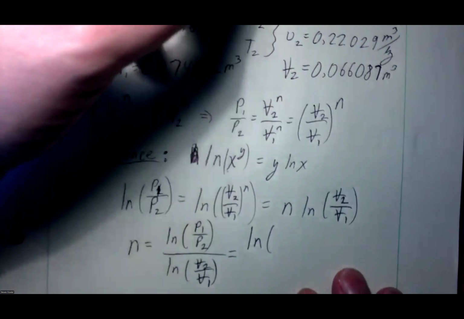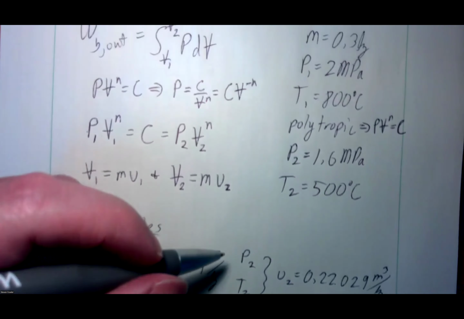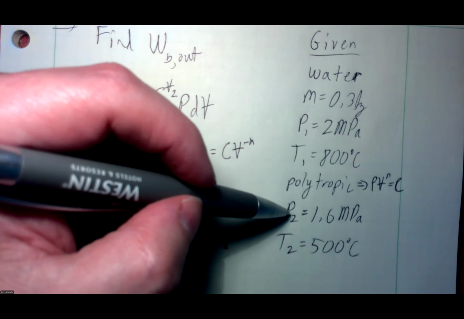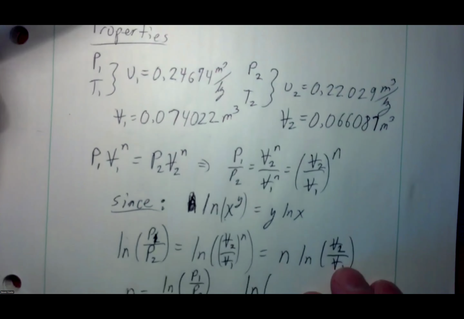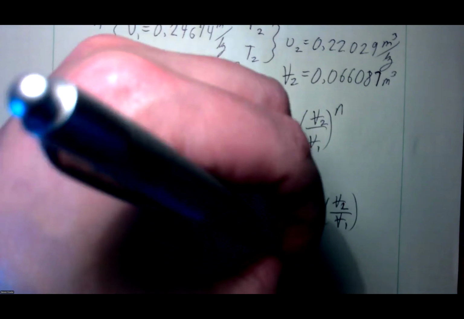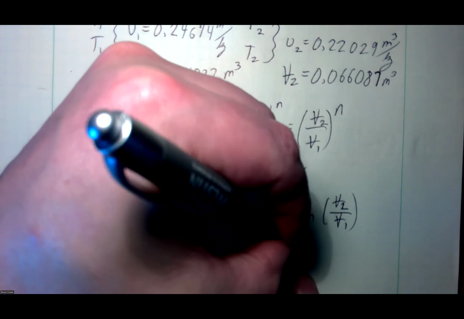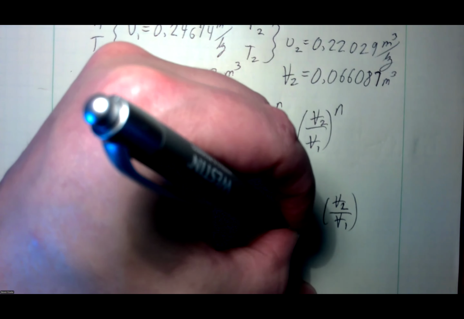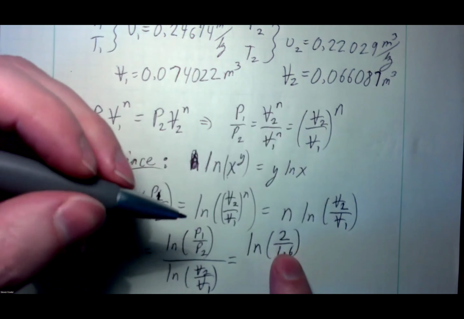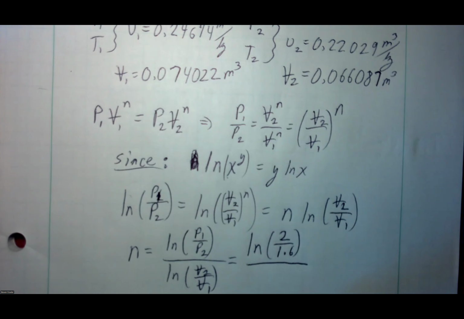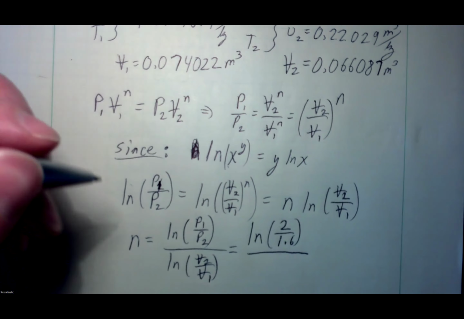We'll go ahead and write this out. Remember, P1, all the way back up here. When in doubt, go back and look. P1 is 2 megapascals. P2 is 1.6 megapascals. That's megapascals over megapascals, so I'm not going to write those, but I am going to write the 2 over 1.6. Since it's the same units, top and bottom of the ratio, those units are going to go away. Units are non-zero, so they can technically cancel out.